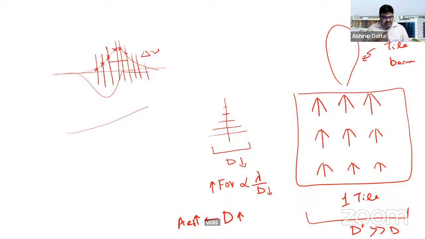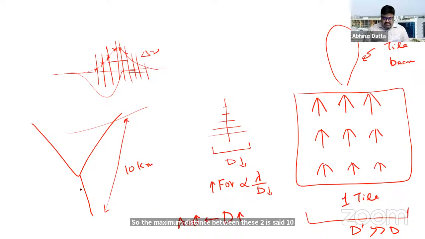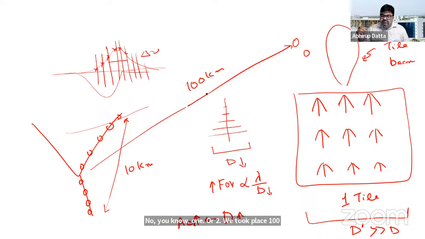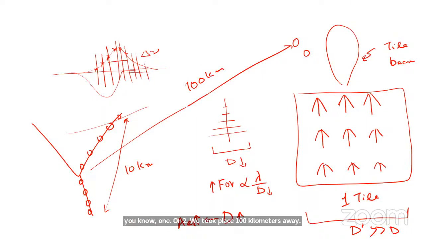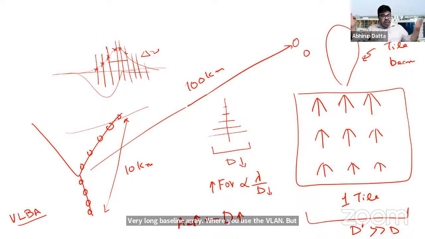So there's a little bit of a catch, let me tell you. Supposedly the maximum distance between these two is, say, 10 kilometers. You have many antennas over here. Now you have one or two which are placed 100 kilometers away. This is also a structure like the VLBA, very long baseline array, where you use the VLA but also other similar dishes across the continental US and create 1,000-kilometer baselines. But now let's see what happens.